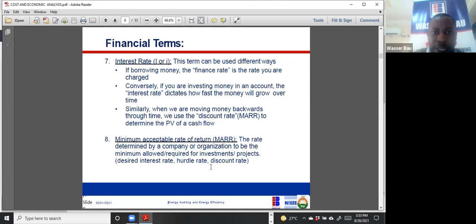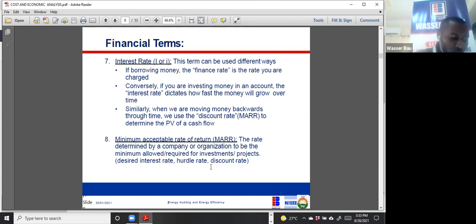The next one is interest rate. We all know what interest rate means, but interest rates can mean different things. This term can be used differently. If you are borrowing money, you call it the finance rate. If you're investing money, you call it the interest rate. So it depends on where you're coming from, whether you are borrowing money or you're investing money.